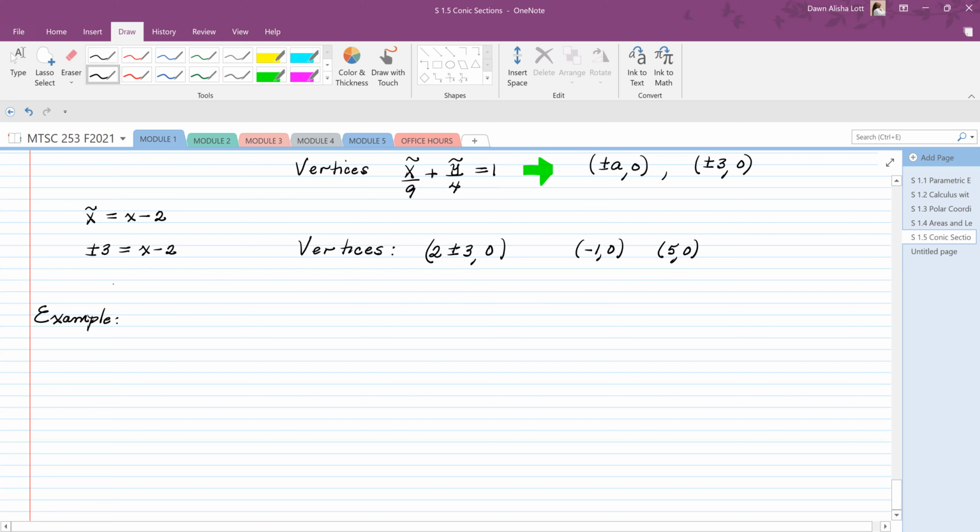So this example says, show that the equation x squared minus 4y squared plus 2x plus 8y minus 7 equals 0 represents a hyperbola. Then it asks you to find its center, asymptotes, and foci.